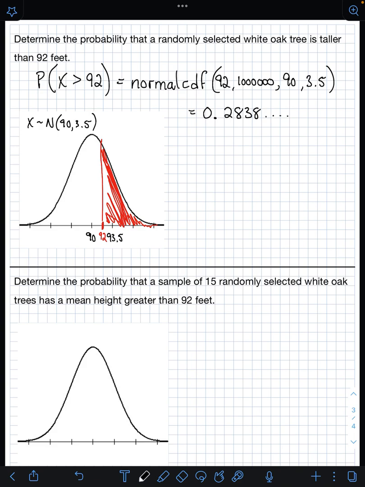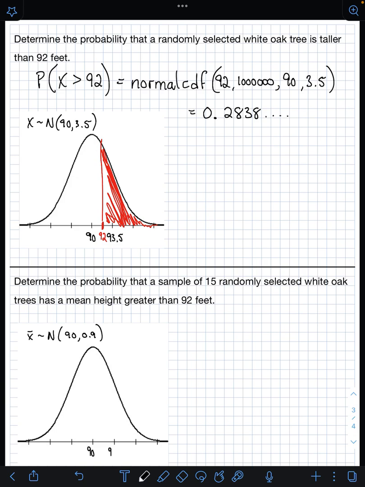The contrast here is now in the second question. Determine the probability that a sample of 15 randomly selected white oak trees altogether has a mean height greater than 92 feet. Now remember, the sampling distribution, while it is normal, and while it does have the same mean, it has a much smaller standard deviation, 0.9.